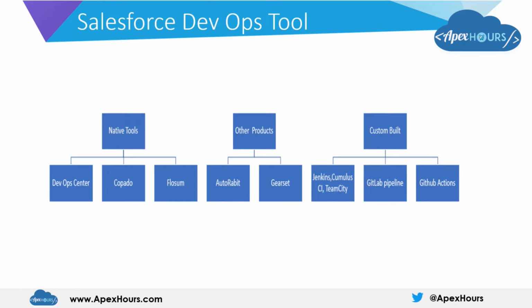And there are custom built options also available. Like I mentioned, there are Jenkins, Cumulus CI, TeamCity, and the GitHub Actions that we are going to utilize. These all are custom built. And there are other products also available, which are not native, like AutoRabbit, Gearset. I just mentioned some of these, but there are so many other products available in the market.